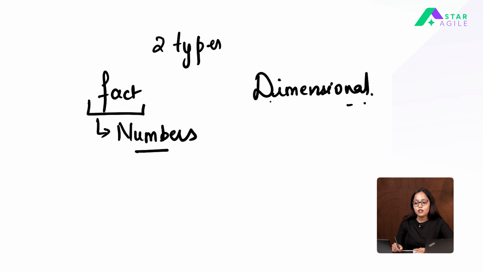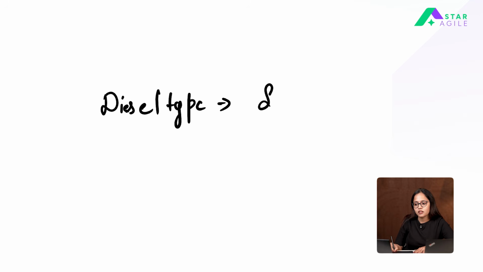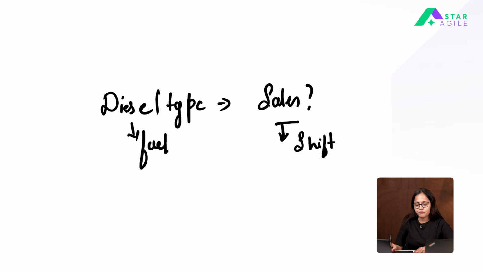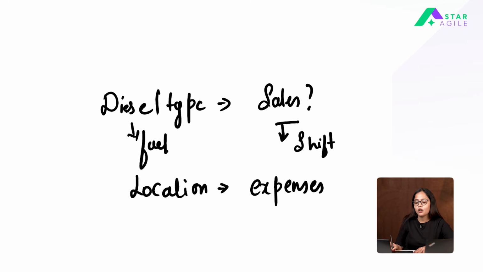As I mentioned earlier, a fact table consists of numbers, but numbers alone can be very overwhelming, which is why you need to add context to it. Now, what do I mean by context? Let's say I need to find what is the sale that happens in this diesel type of fuel. So here I have the fuel type information in one place and I have the sales information in the shift table. So let me say, I want to determine the location-wise expenses. Or if I want to see a daily trend when it comes to fuel rate.